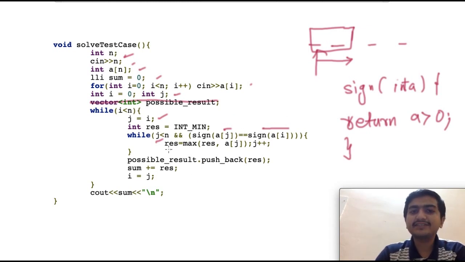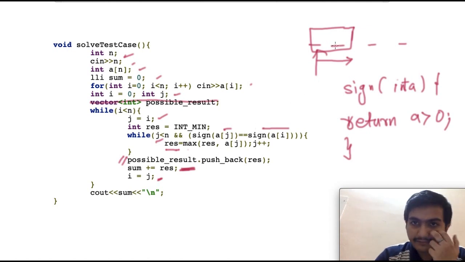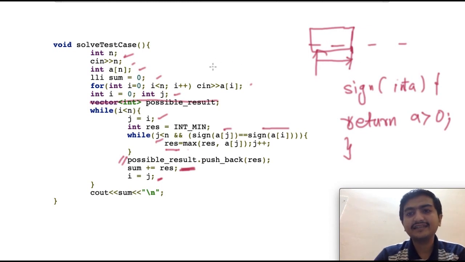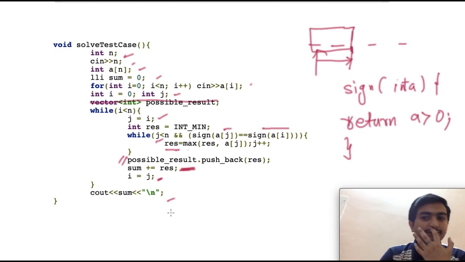And then what I'm trying to do is result will store the maximum number of this range, and then I'm pushing it to the possible result. But yeah, this was again not required, and then just adding it to the sum, because you have to add the maximum number to your sum, right? That will be all. And then i equal to j, because once I have iterated over this range, I don't need to check it again, right? So a kind of sliding window approach, and then just outputting the sum. Now this was all in the question.